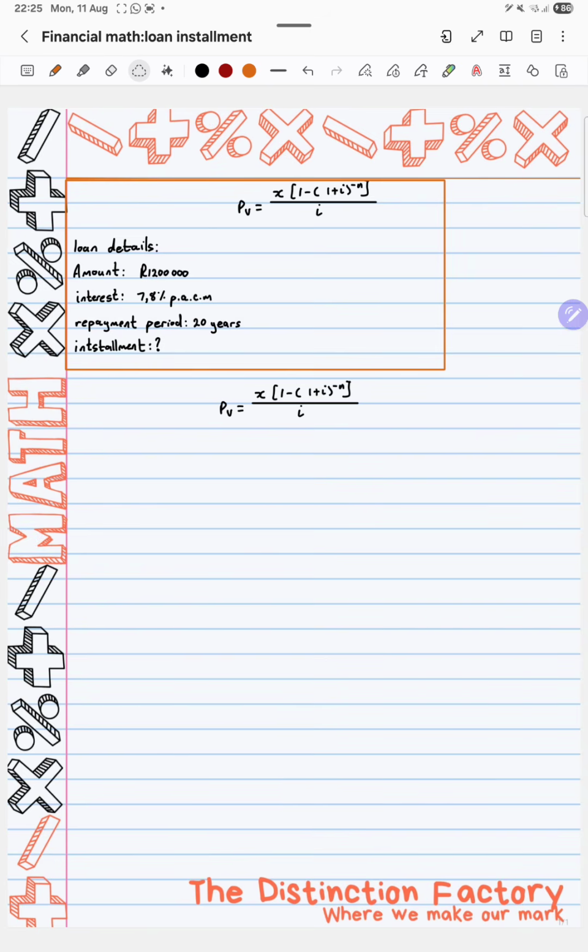Today we're going to be looking at how to calculate the loan installment. The scenario is as follows. The amount we are borrowing is 1.2 million. Okay, so this we're going to need to sub in as our present value.